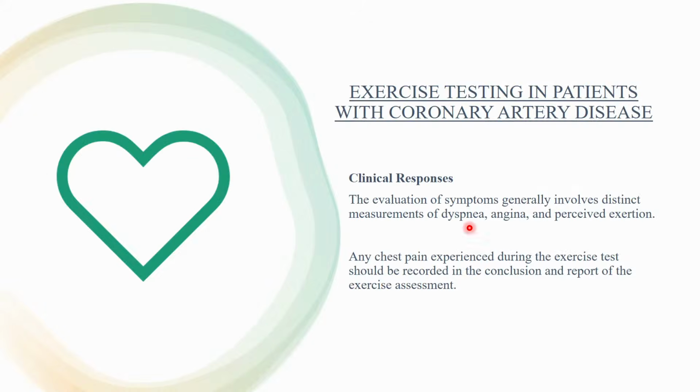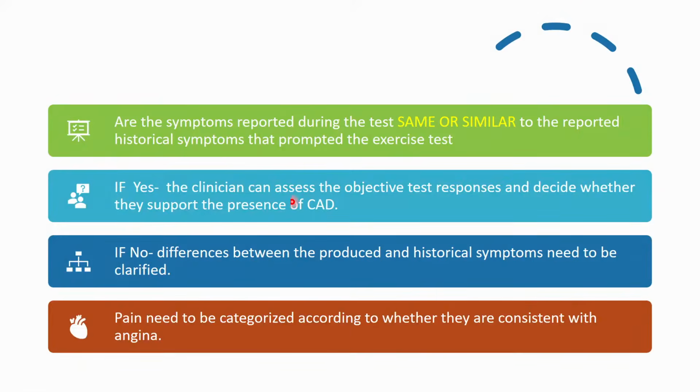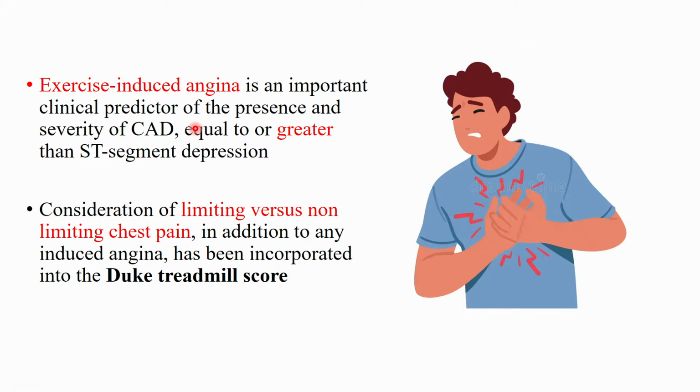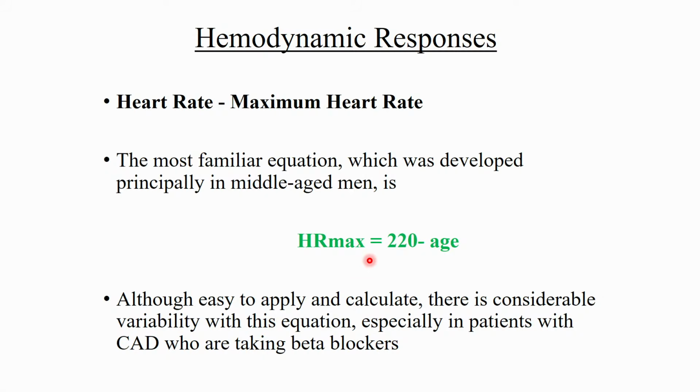Coming to the clinical response: if the patient develops any severe chest pain or moderate to severe angina, we will stop the test. Or if the patient has the same or similar chest pain, like the patient tells us that in the past he had sudden severe chest pain, if it is similar to that, we will stop the test. Exercise-induced angina is an important clinical predictor of the presence and severity of coronary artery disease, equal to or greater than ST segment depression. So the patient's symptom is as important as the ST changes you see in the ECG. Consideration of limiting versus non-limiting chest pain is important. And we have one score called the Duke treadmill score. I will come to that.